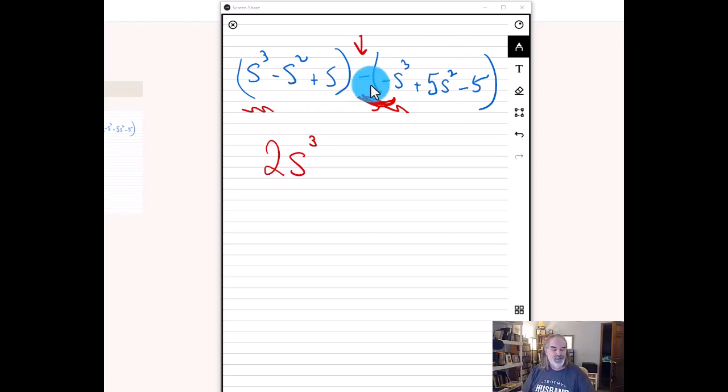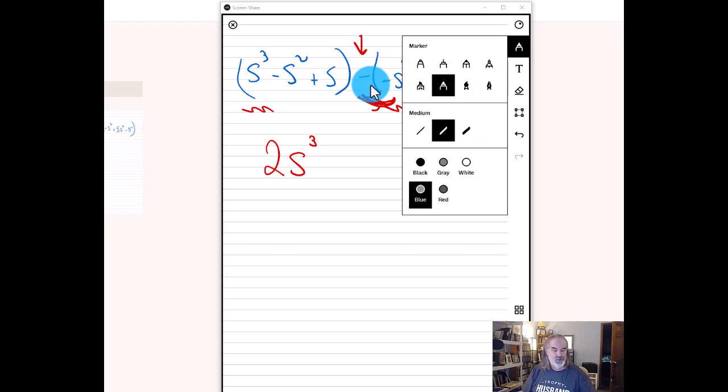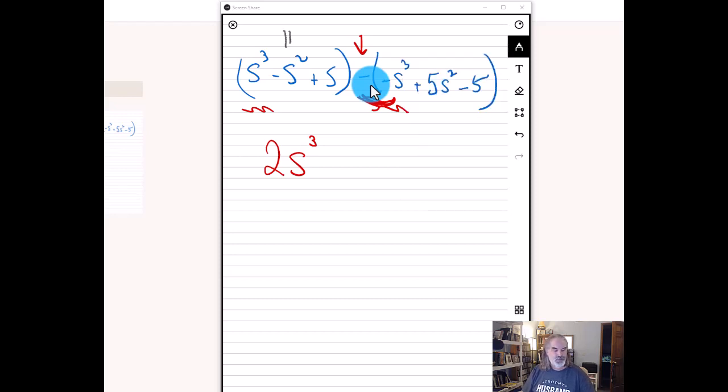Now let's track down the s squareds. There's one right there. There's one right there, and remember there's a subtraction in between, so negative s squared minus a positive 5s squared. So negative s squared minus 5s squared altogether, that'll be negative 6s squared.